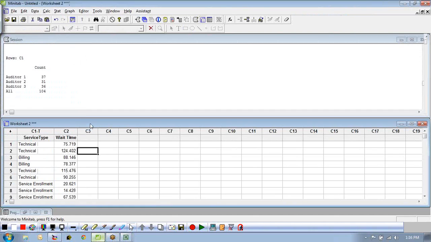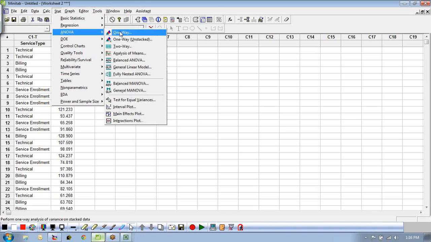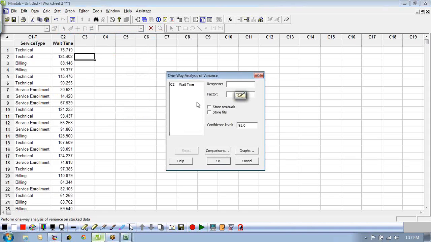Okay, to do it in Minitab, here's my data right here. You can see it's the same. We'll go to Stat, ANOVA, one way. Wow, lots of ANOVAs. Let's just choose the first one. Aha, look at that one, test for equal variances. We'll be going there soon. Our response is wait time, and our factor is service type. We can make multiple comparisons if we want, and I'll show you that in just a moment.